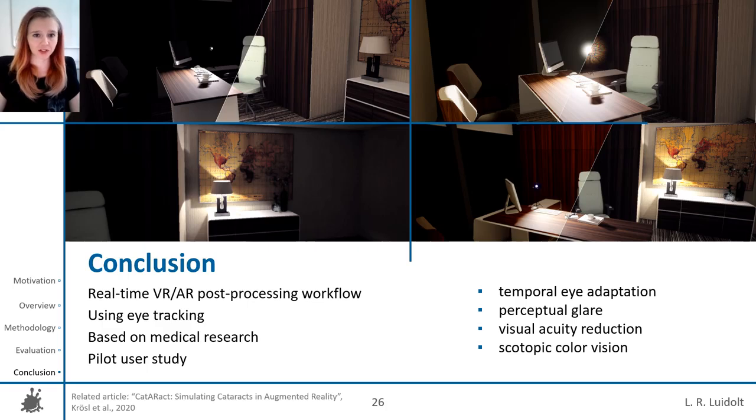To conclude, we presented a real-time VR and AR post-processing workflow that can be added to any renderer. We use eye tracking to generate more realistic simulations, while our implementations are based on medical research. Finally, we held a pilot user study which showed that our 4 implemented effects were well received, namely the temporal eye adaptation, a perceptual glare, visual acuity reduction, and scotopic color vision. Our glare implementation is already in use in a cataract simulation. If you're interested in the details, refer to the paper Simulating Cataracts in Augmented Reality, which is also presented at ISMAR this year.